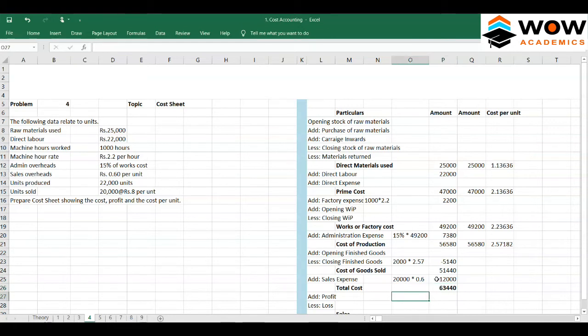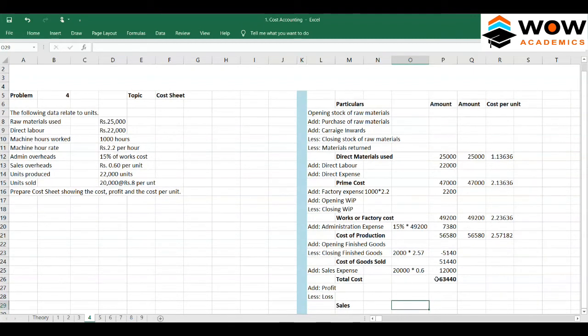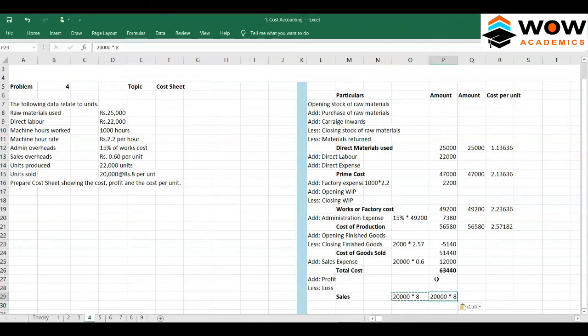And finally, we can find out the profit. So units sold is 20,000. 20,000 into per unit is 8. So our sales is 1,60,000. So the balance amount is going to be a balancing figure. So the profit would be sales minus total cost. So this is our key number. So the balancing figure. So this is our profit here. Okay.